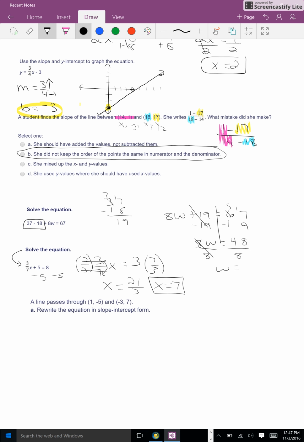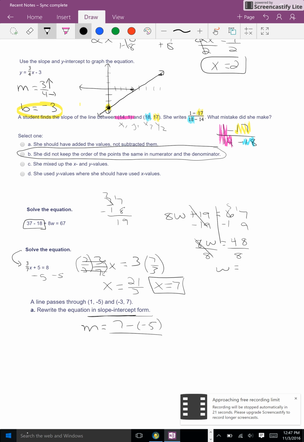Now for the last problem, we need to write an equation. So find the slope first. So 7 minus -5, -3 minus 1. So then you get 12 over -4, which is -3, and then you use a point.